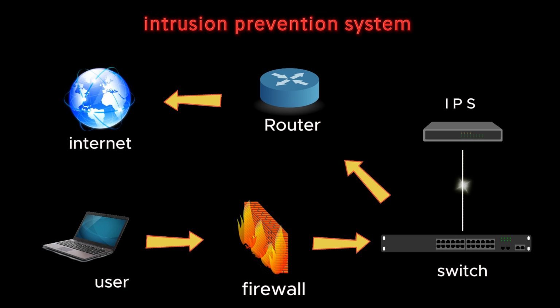Anomaly-based intrusion detection systems use heuristics to identify threats. For instance, comparing a sample of traffic against a known baseline.